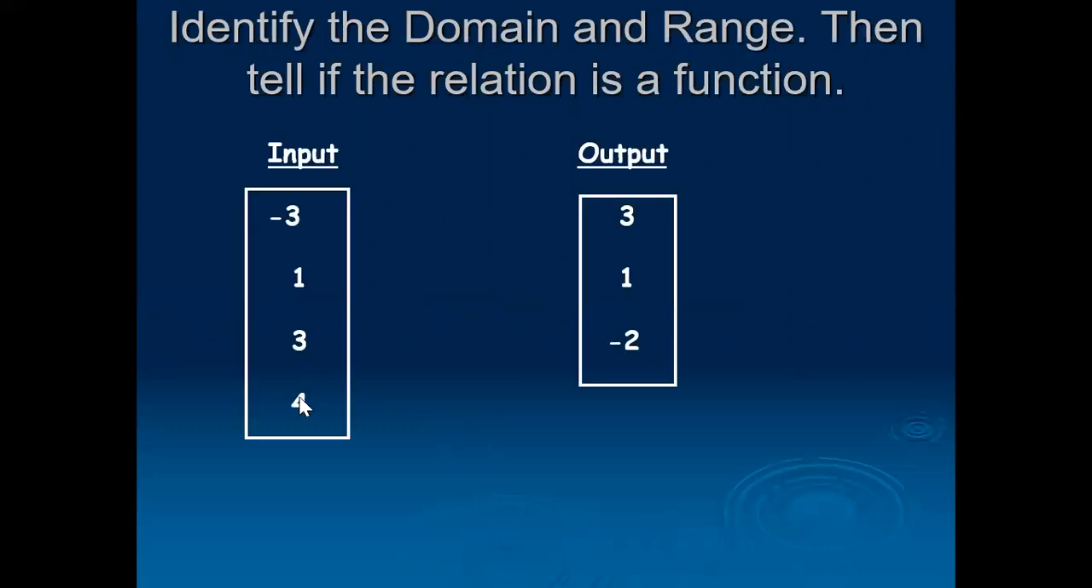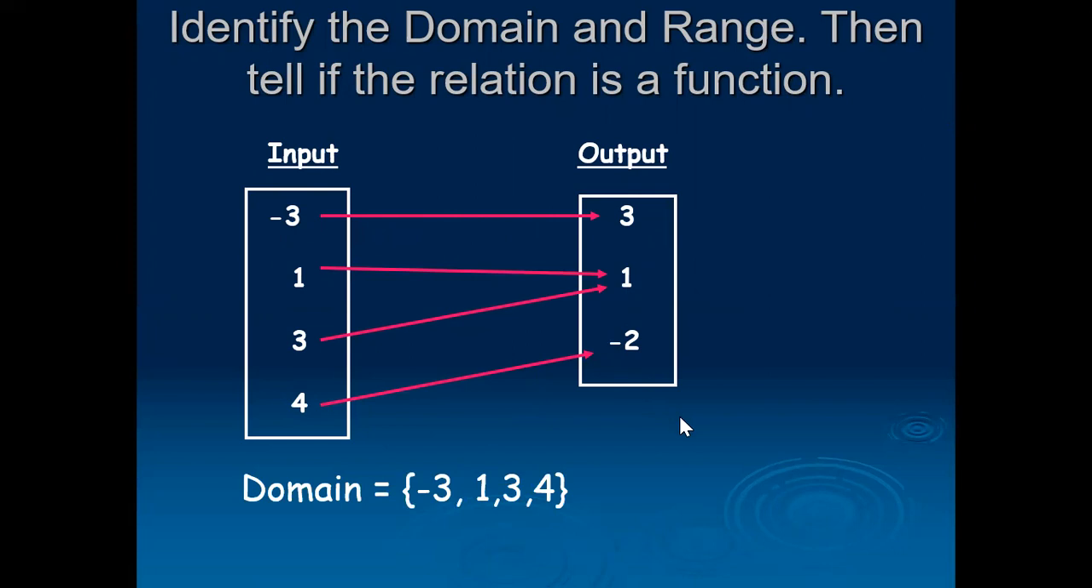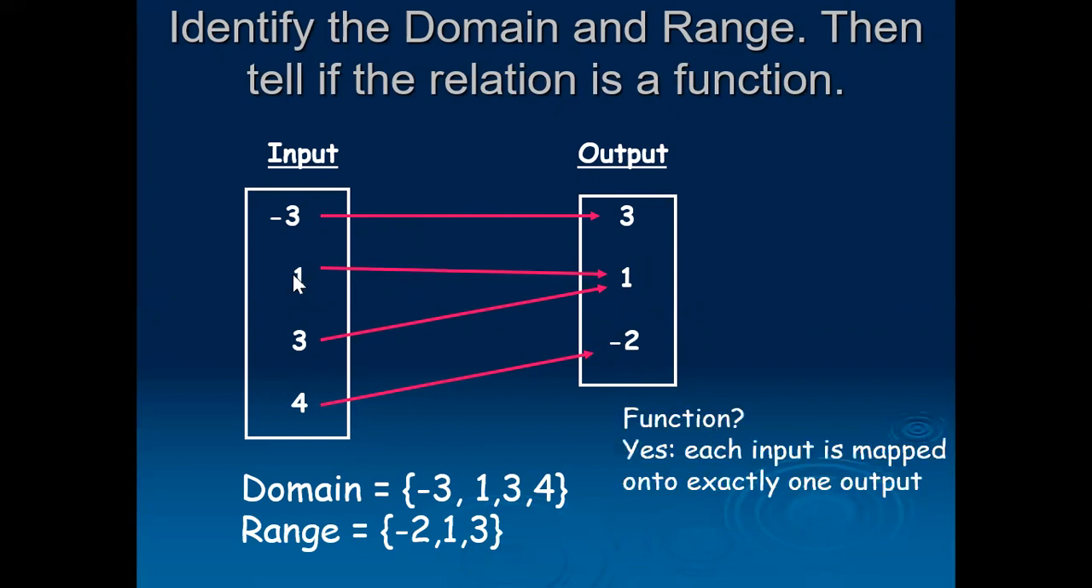So we'll look at it in a similar way. Here's our input, and here is our outputs, right? So you put in -3, you get 3. You put in 1, you get 1. You put in 3, you get 1. You put in 4, you get -2. This is a function because two different inputs can have the same output, but it's not the opposite way. You can't do it the other way. Function? Yes. Each input is mapped to only one output.